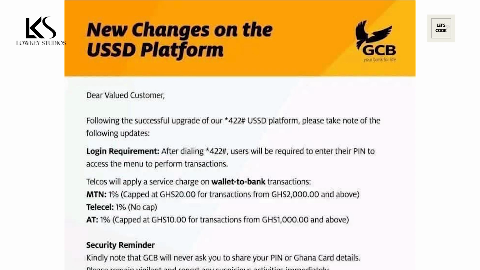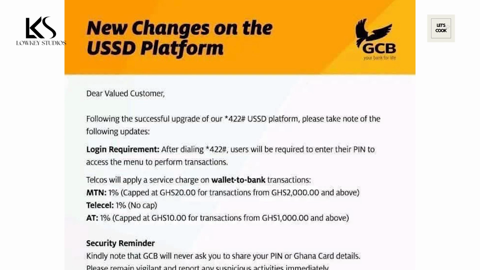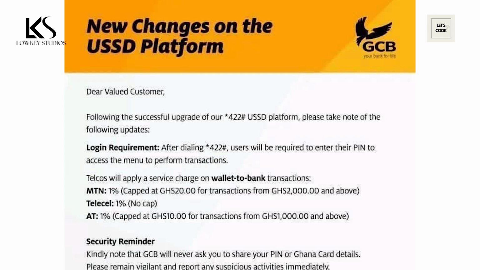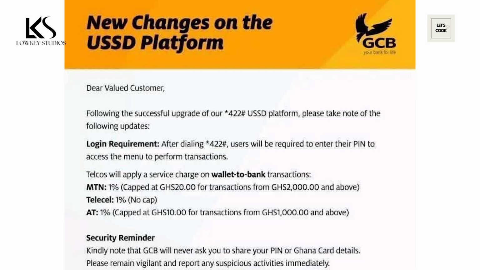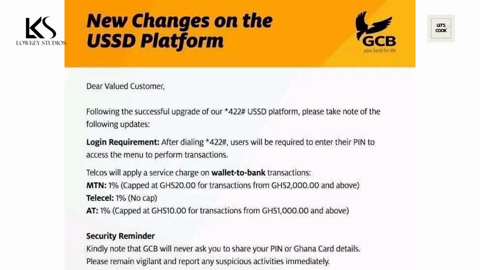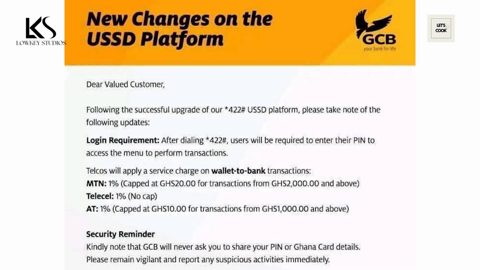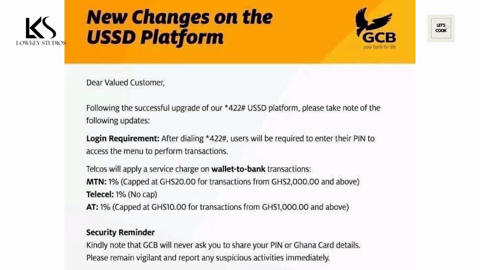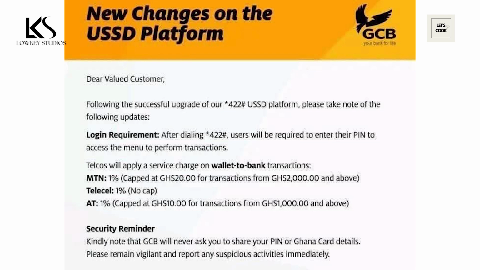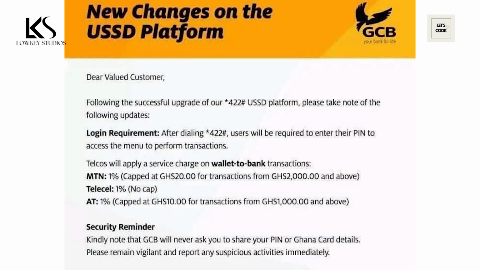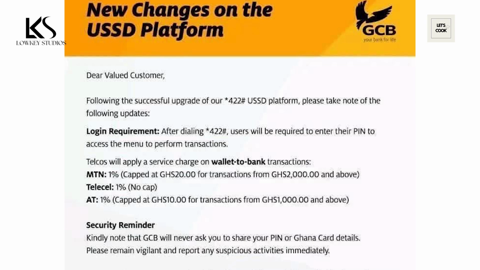Now let's go back to what GCB sent to us or published on their media space. And this is what they say: new charges on the USSD platform. It said, dear valued customers, following a successful upgrade on our star 422 hash USSD platform, please take note of the following update. Login requirement. Now, after dialing star 422 hash, users will be required to enter their PIN to access the menu to perform transactions. So this is basically what they are telling you.